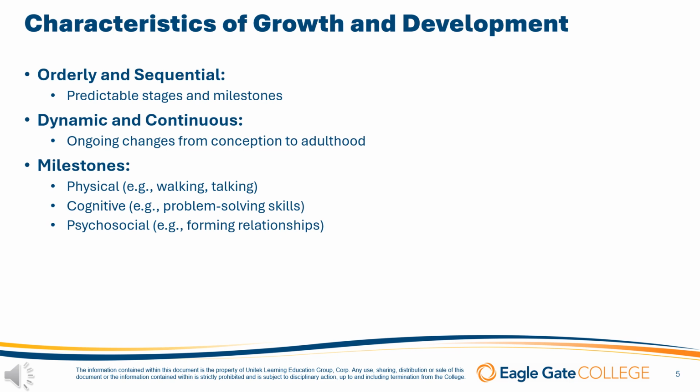Psychosocial milestones relate to a child's ability to interact with others, form relationships, and develop a sense of self. This includes behaviors like smiling at others, showing empathy, and establishing friendships. For example, around the age of 3, children start to engage in cooperative play with peers.